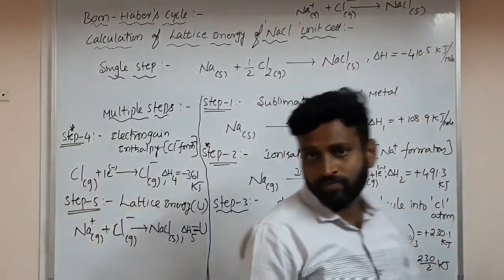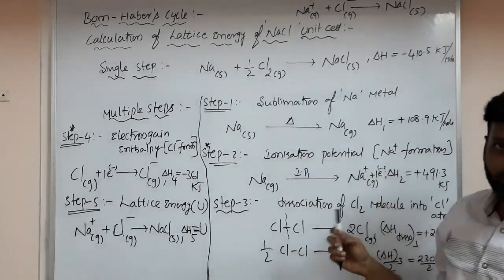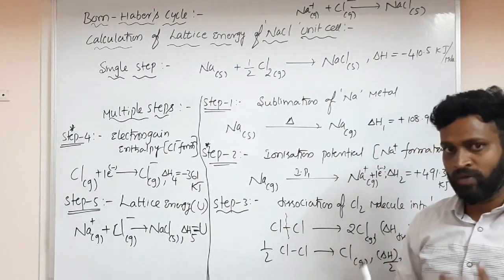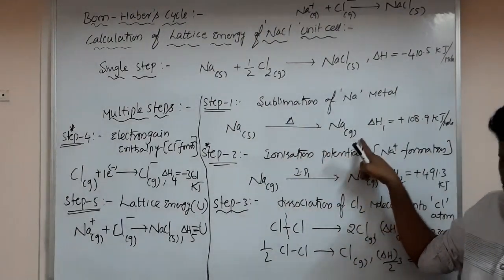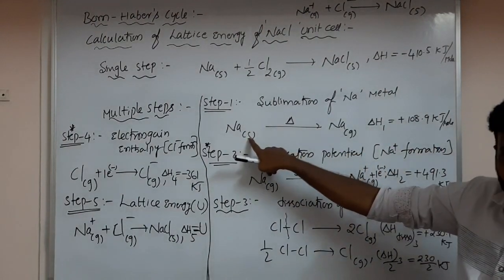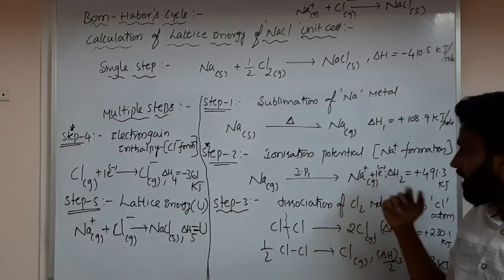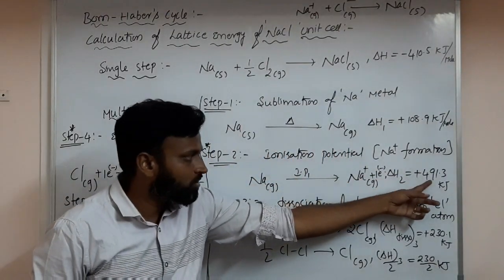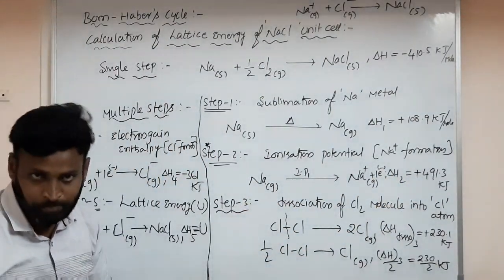If you observe, step 1 is sublimation of sodium metal into sodium gas. Why is sublimation required? Because sodium has to lose an electron, and losing of electron takes place only in the gaseous state. So sodium vapors are formed, and this much heat is required to convert sodium solid into sodium gas. Step 2 is ionization potential, because sodium has to lose an electron and form Na plus. Ionization potential means positive energy: this much energy is required to lose an electron from a gaseous sodium atom.